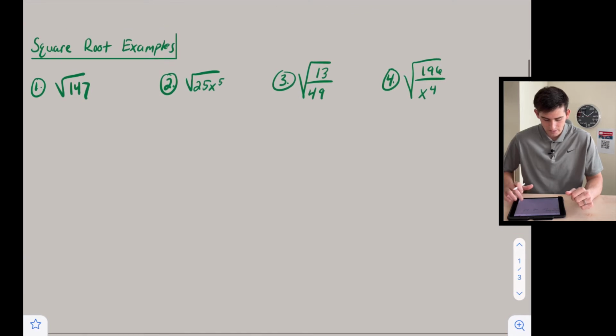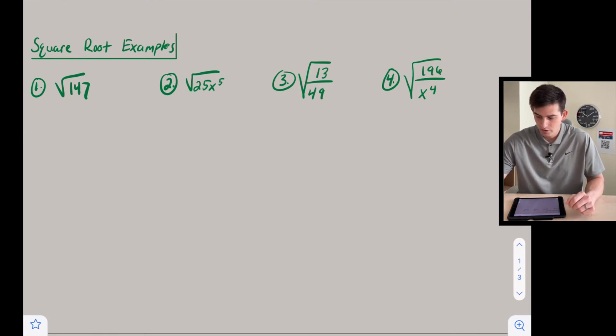Let's start with square root examples. The first one that we're going to look at is the square root of 147 for number 1. Number 2, we have the square root of 25x to the 5th. Number 3, the square root of 13 over 49. And number 4, the square root of 196 over x to the 4th.